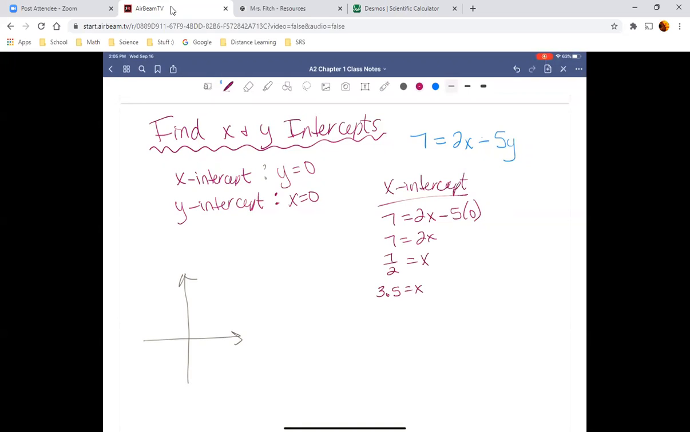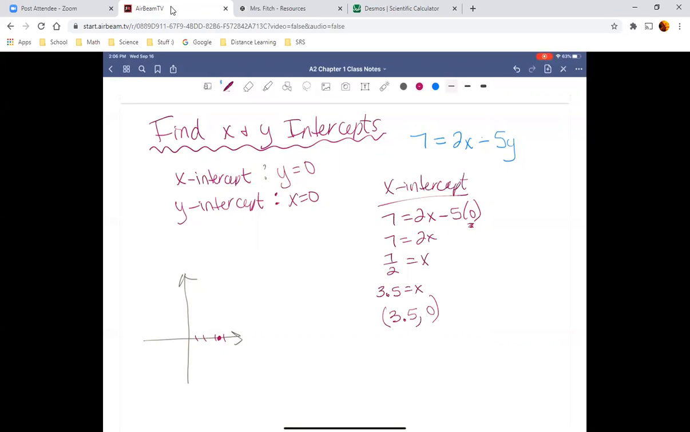When they want you to find these x and y intercepts, they want you to find that point where they cross over the x-axis or over the y-axis. So we have to find the point. And a point is made up of an x and a y coordinate, right? So to find our x-intercept, the x value was 3.5. And what was the y value? What do we put in for y? 0. So it would cross at the point 3.5, 0, right? That shows where it crosses the x-axis.